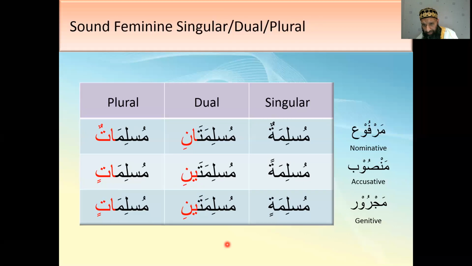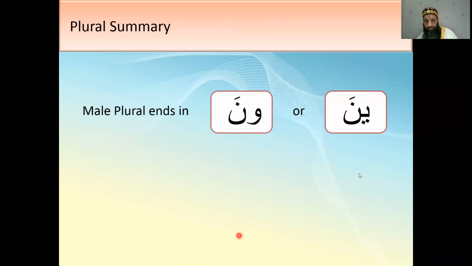Just before we do that, this is the formula. Male plural endings end in una or ina. What makes it una is the letter before it having a dhamma on. Una is plural male, or ina is plural male. That's just those tables in a nutshell, looking at the plurals, because the duals don't come so much in the Quran. The plurals are the ones you need to pay special attention to. Pay attention to them all, but if you're struggling, the plurals are the ones that come more in the Quran.